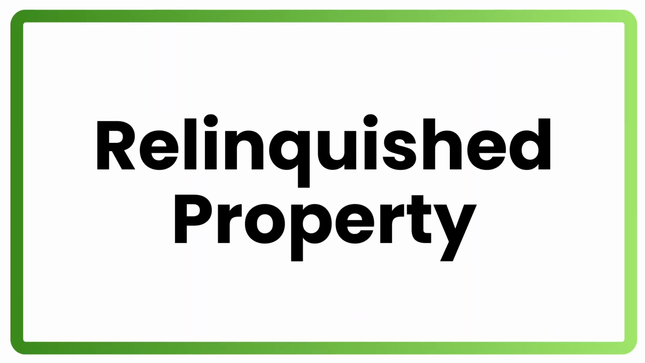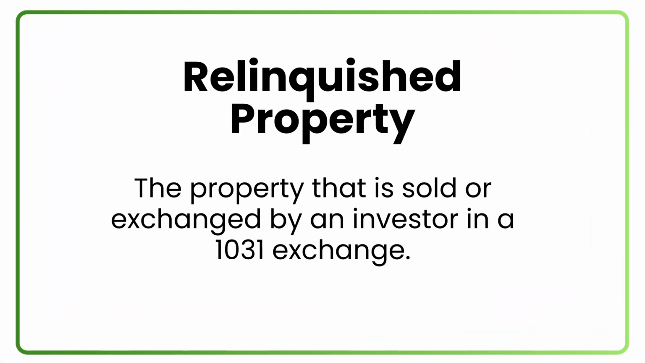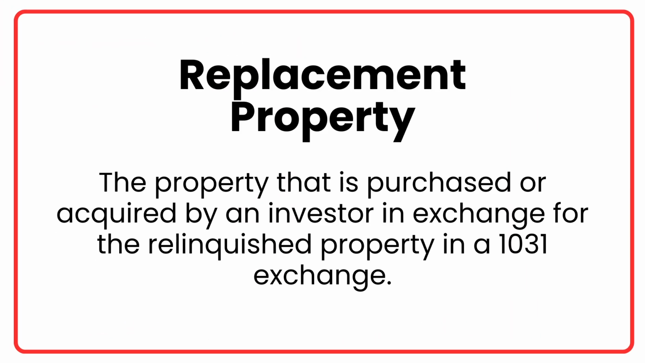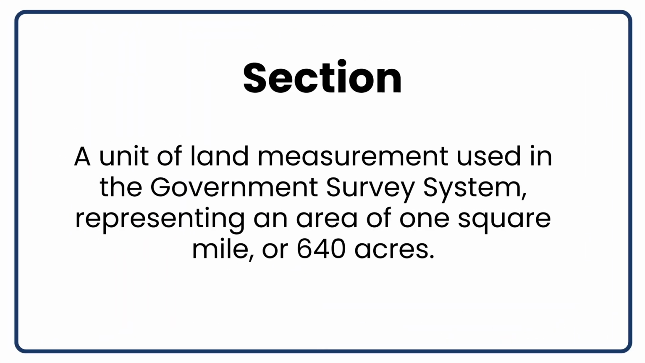Relinquished property. The relinquished property is property that is sold or exchanged by an investor in a 1031 exchange. Replacement property. The replacement property is property that is purchased or acquired by an investor in exchange for the relinquished property in a 1031 exchange. Section. A section is a unit of land measurement used in the government survey system, representing an area of 1 square mile or 640 acres.